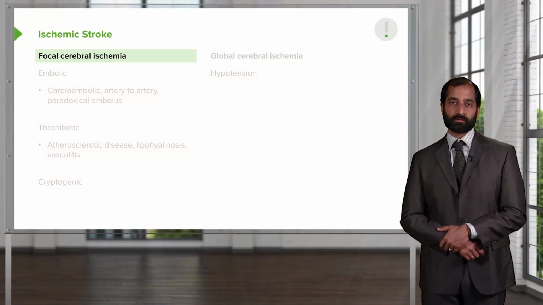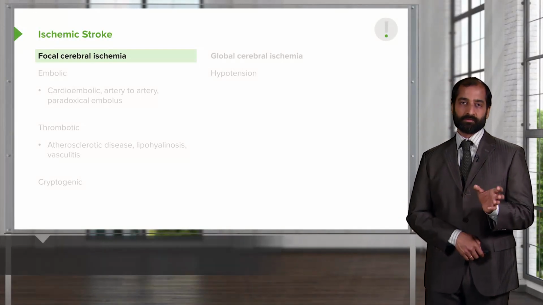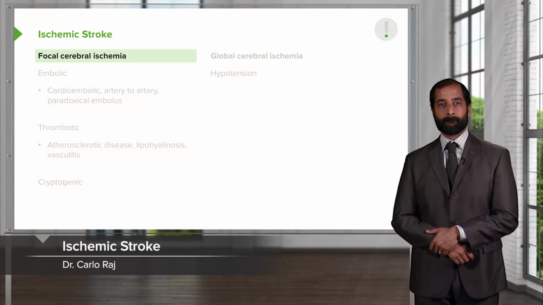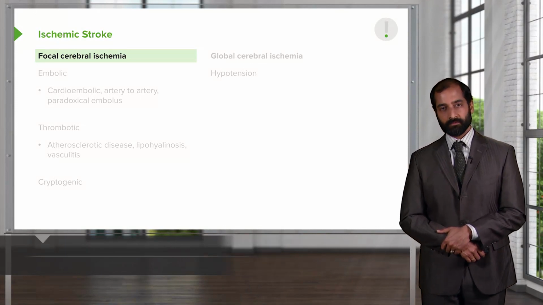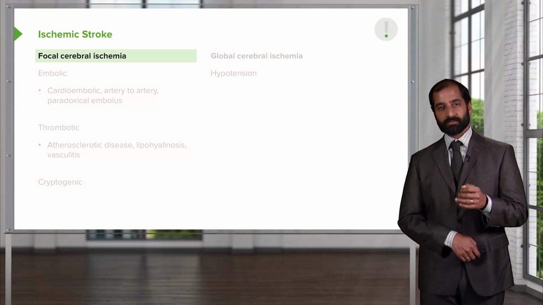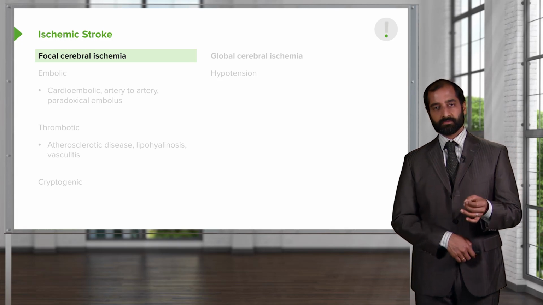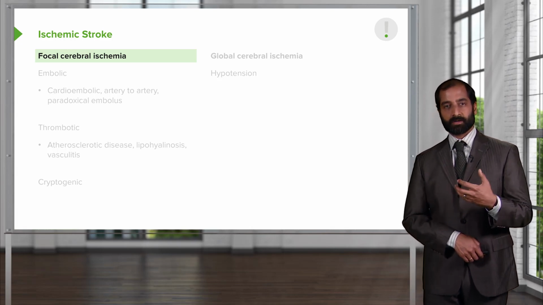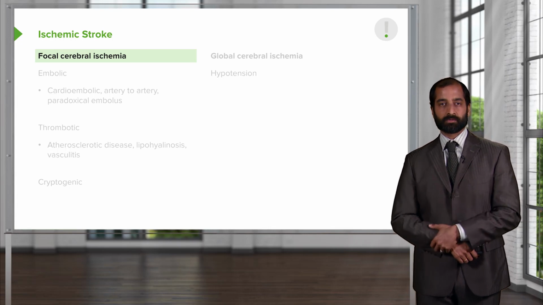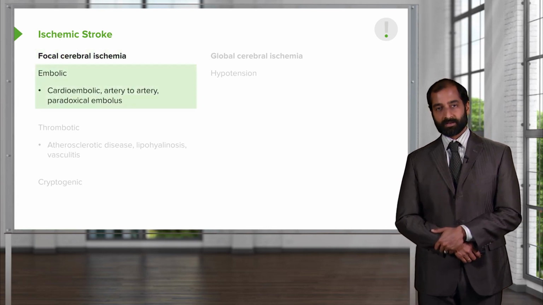Now with ischemic stroke, what we'll do here is divide it into focal versus global. What do you mean by focal? Well, focal means that you have an individual blood vessel that is undergoing some type of compromise of blood flow to the brain. How did it occur?